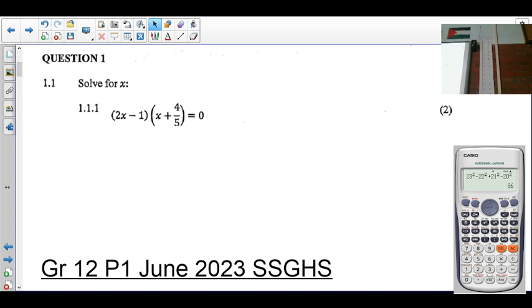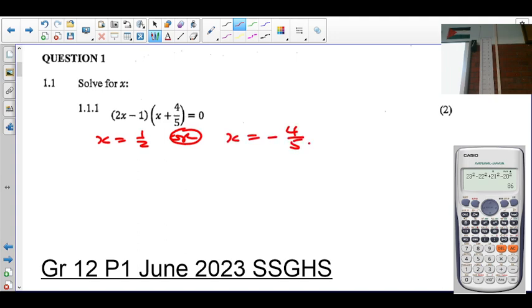Okay. To solve for x in 1.1.1, as you can see, the sum is already factorized. So we got 2x minus 1 is equal to 0, so x is equal to half. Or x plus 4 over 5 is equal to 0, so x is equal to negative 4 over 5. Okay. Let's carry on. Let's do 1.1.2.